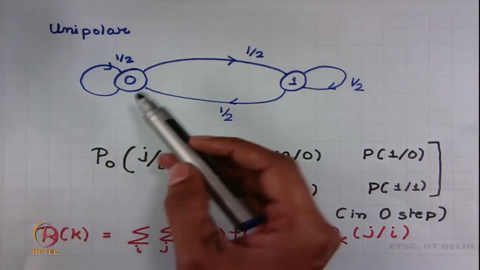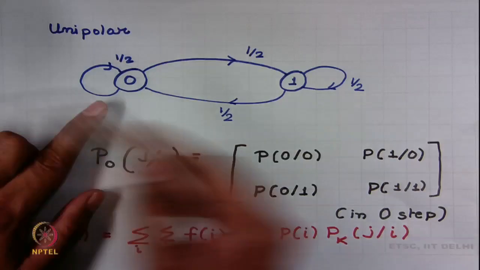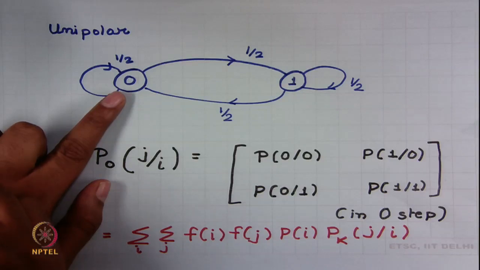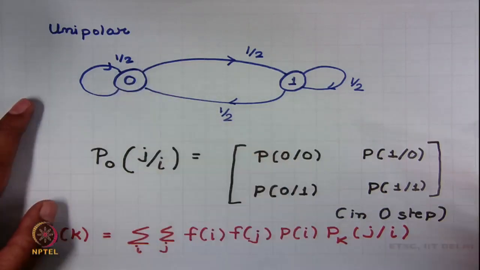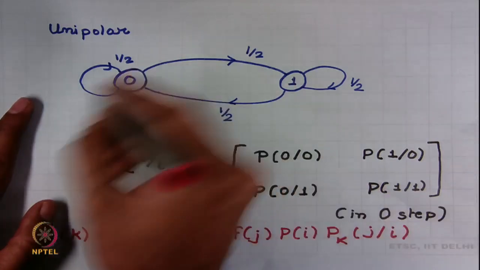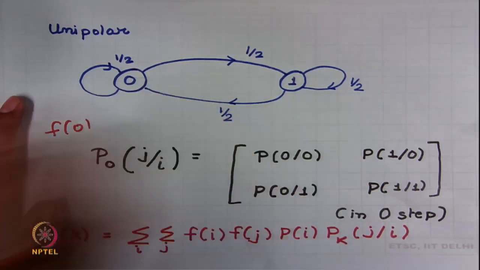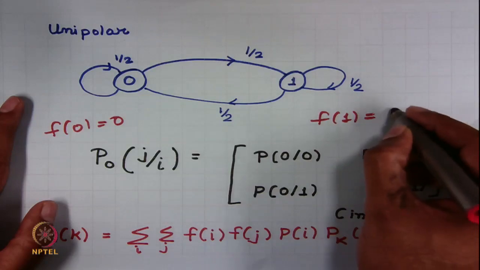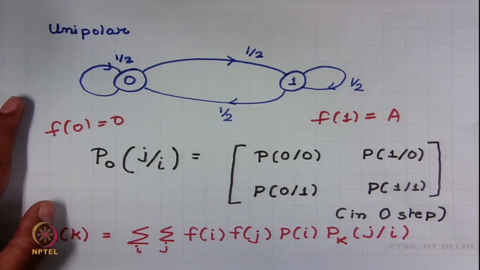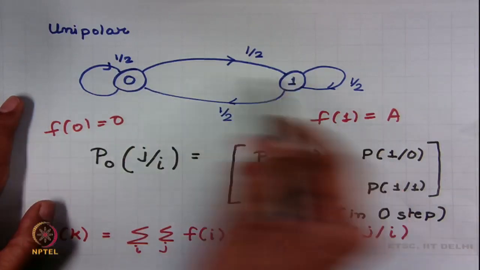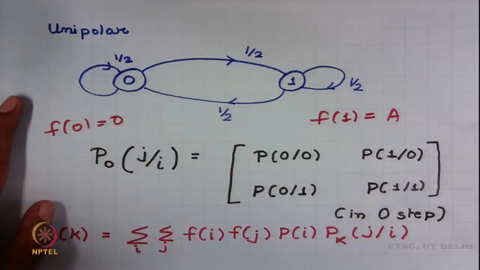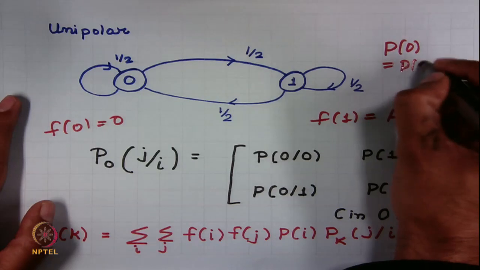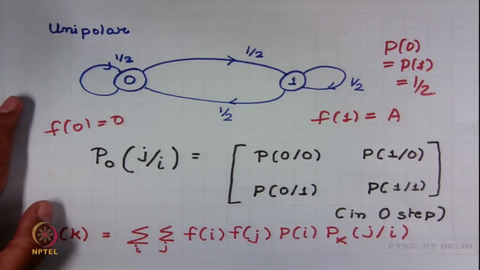Okay. So, now let us look at this Markov chain. Here also we see that we have two states, the 0th state and the 1st state. In this state, f of 0, the value of the 0th state would be 0 and the value of the 1st state would be A. And also what we see is that because there are two states and 0 is equiprobable with 1, the probability of the 0th state is the same as the probability of the 1 state, and this will be half. Okay.